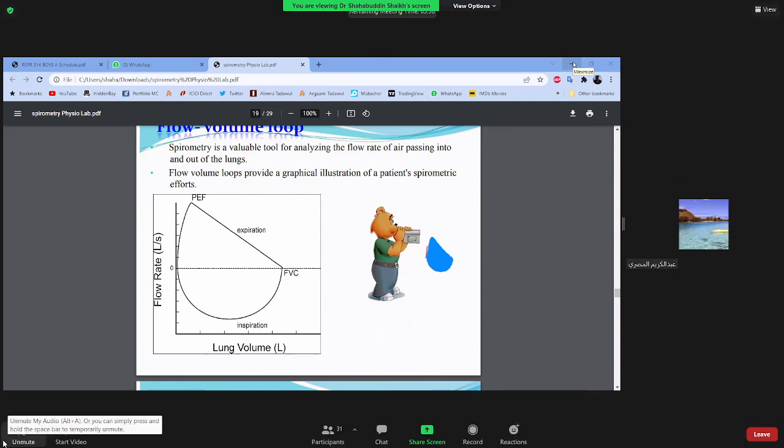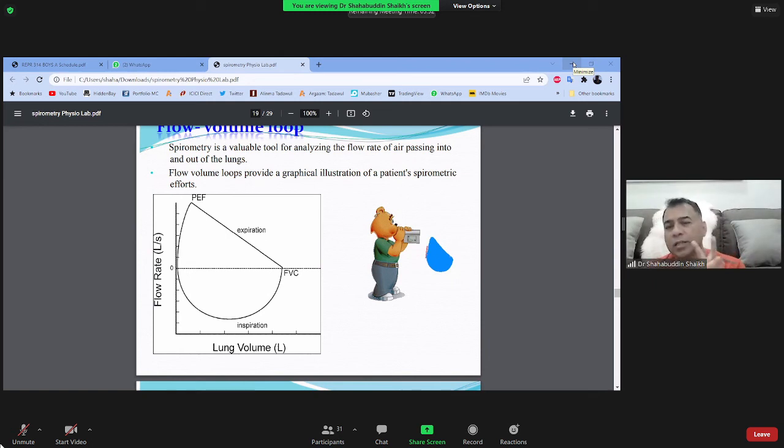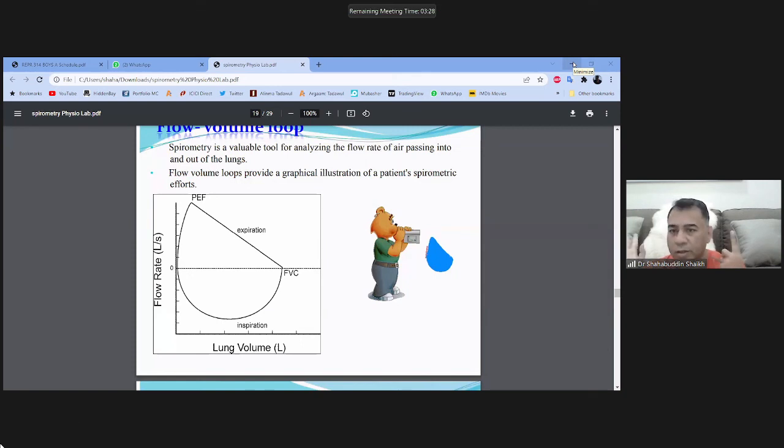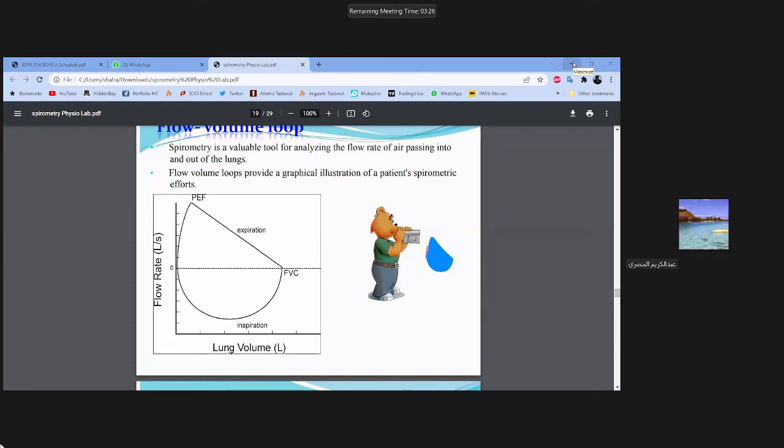Are you clear with the first station? Yes, doctor. I said in OSPE there will be two stations. Do you have any question related to the first station, the spirogram? No, very clear. Let us go to the second station.